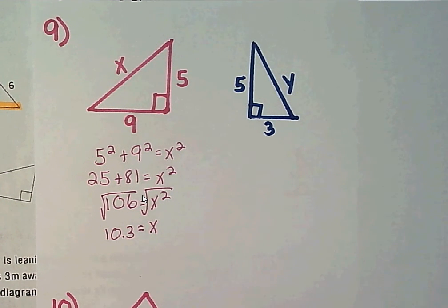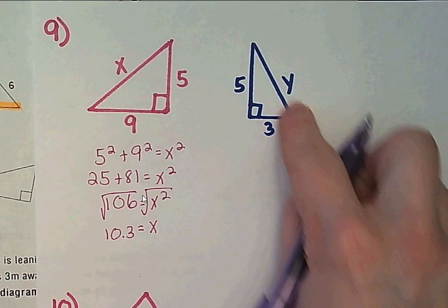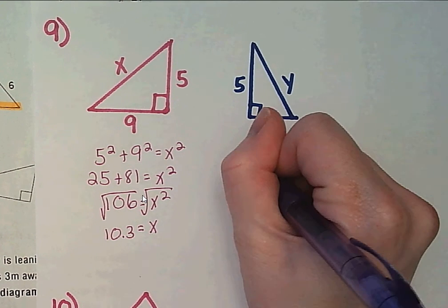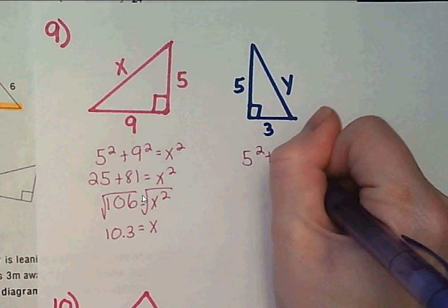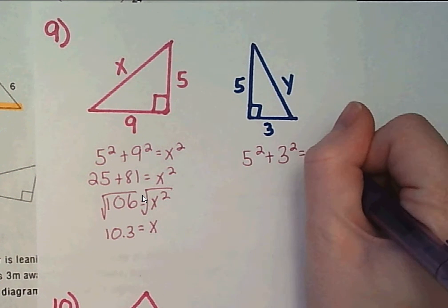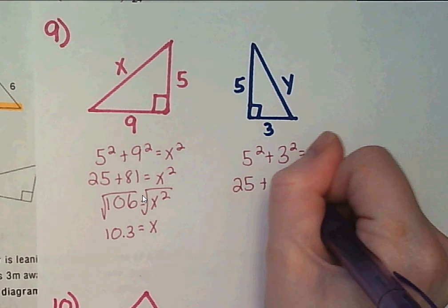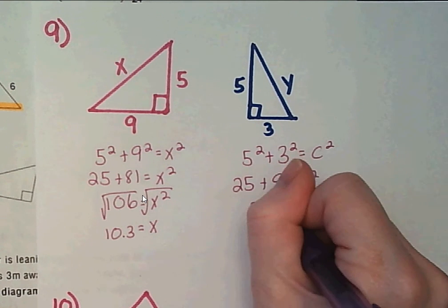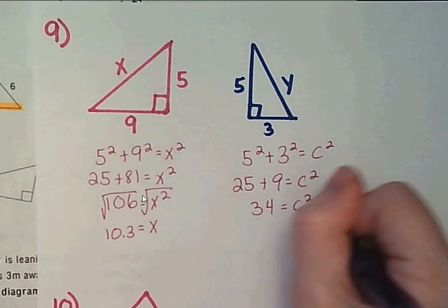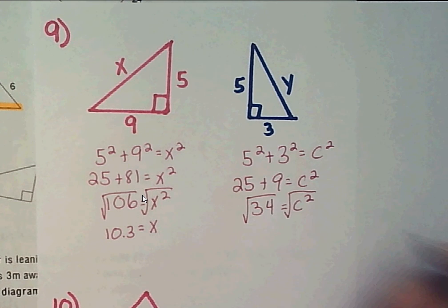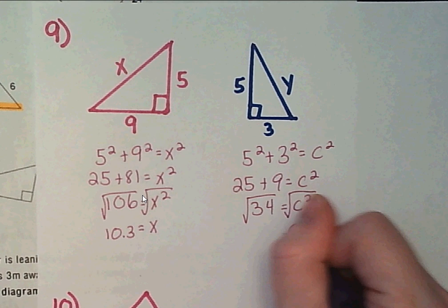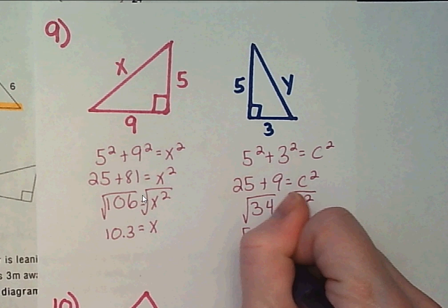To solve for y, once again we are solving for the hypotenuse. So we have 5 squared plus 3 squared equals c squared. So 25 plus 9 equals c squared. If we add it, we get 34 equals c squared. We take the square root, and we get c is equal to 5.8. All right, we're going to try one more.